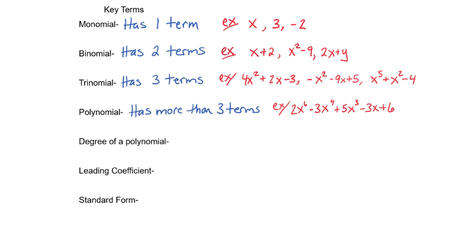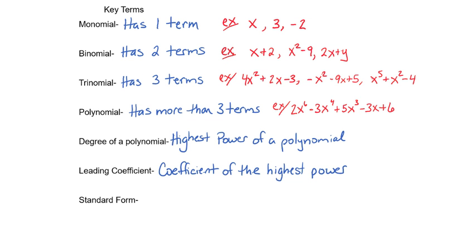Now the degree of a polynomial is the highest power of a polynomial. So in the last example, where we have the 2x to the 6th minus 3x to the 4th plus 5x to the 3rd plus 3x plus 6, the highest power we see is the 6 right here. And so this would be a degree 6 polynomial because it is the largest of all the powers.